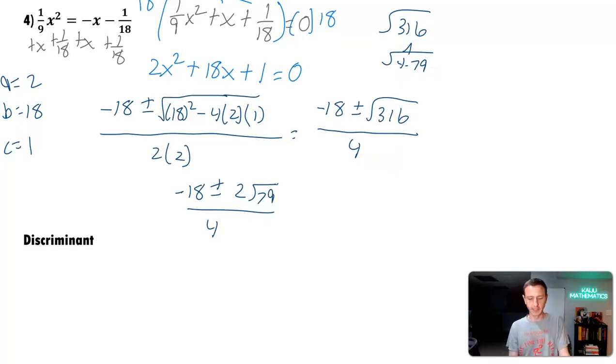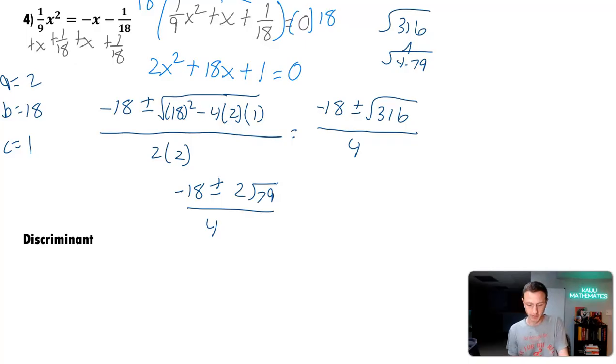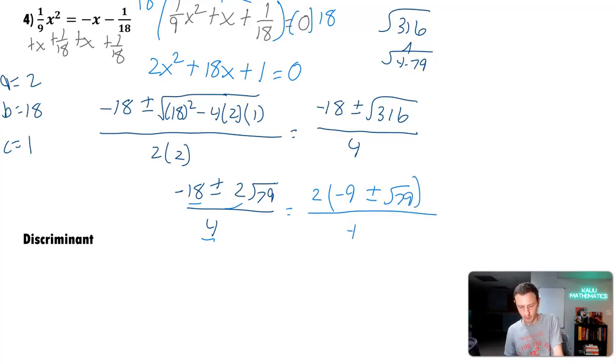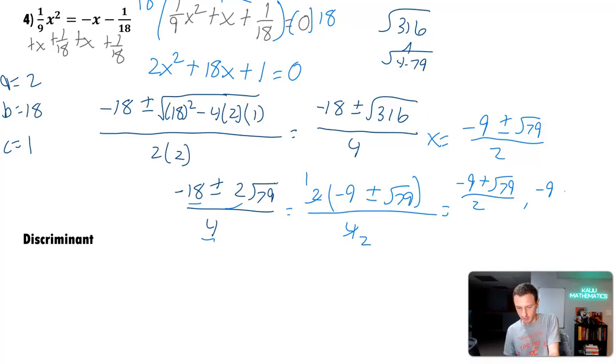Same thing we just talked about in the last one. I could factor and simplify because we have this 4. I can factor out a 2. 2 goes into 2, 2 goes into 18. So I'm going to factor out a 2, and get negative 9 plus or minus square root of 79 over 4. 2 goes into 2 once, 2 goes into 4 twice. So this would go to negative 9 plus or minus square root of 79 all over 2, which would give us our solutions of negative 9 plus square root of 79 over 2 and negative 9 minus square root of 79 all over 2.